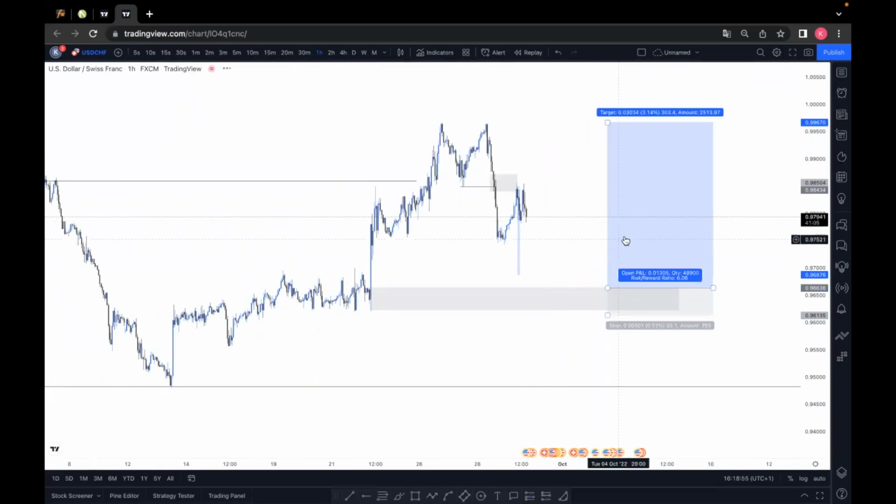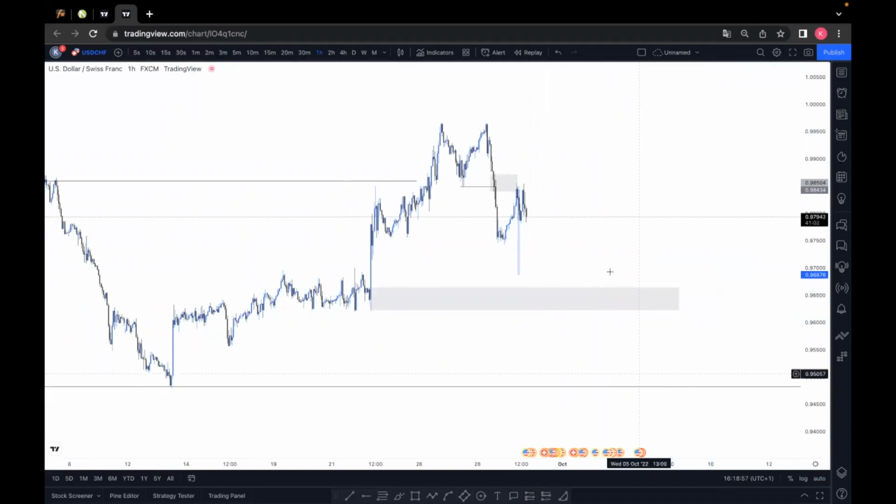But to increase the strike rate, I would recommend that as soon as price gets into your POI, you look for a 5-minute change of character and then take the trade. So guys, I'm going to end the video right here. I hope I was able to explain how to determine your high time frame directional bias and how to properly do a multiple time frame analysis.